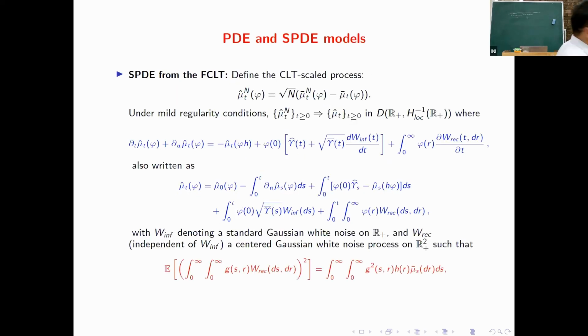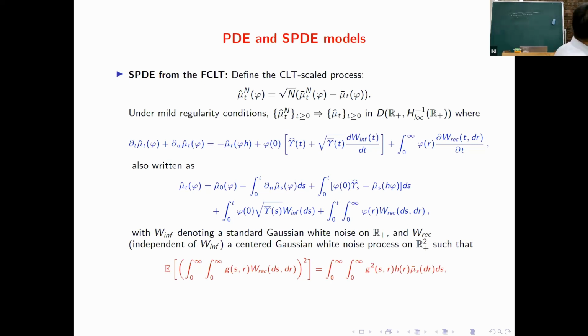Okay, so what about the SPDE? We consider this CLT scale process, centered around the limit. Under some mild regularity conditions, we also assume the hazard rate function is bounded, but also some regularity conditions on the lambda functions. Then we get this SPDE. It's also a linear process.